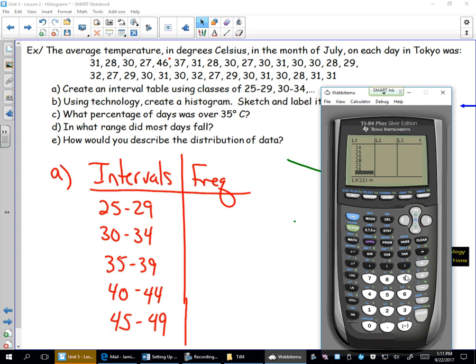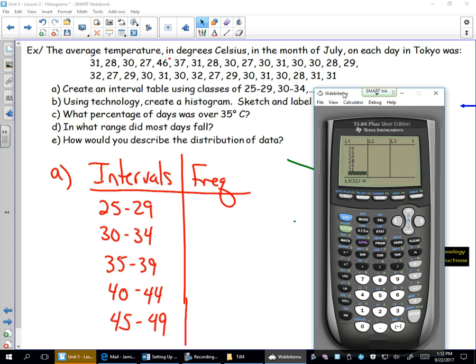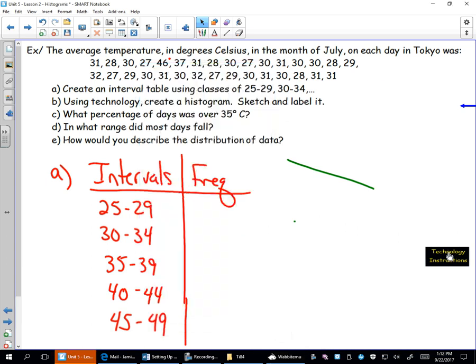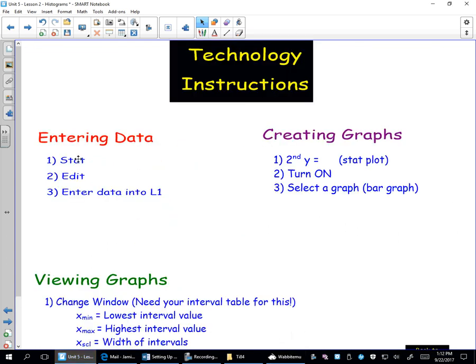But you want to get your data in. There's 31 days in July, so if you notice here it says L1(32), the 32nd one is blank. The 31st one has the data value of 31. Okay, so that's step number one. Put your data in. And go to the instructions here so we can see them. Okay, so we did stat, edit, enter our data into L1.